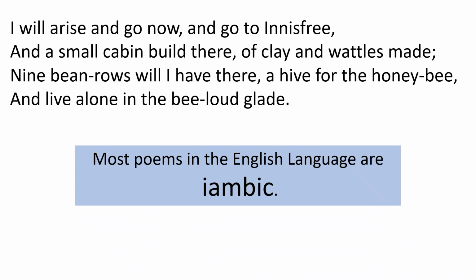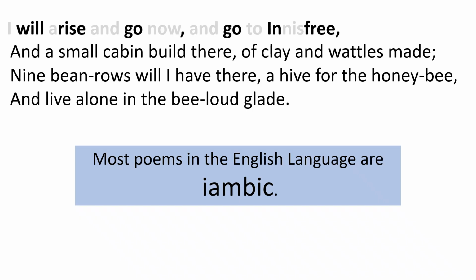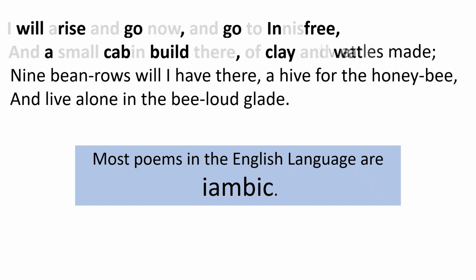Iambic means that every other syllable gets a stress. For example, "I will arise and go now, and go to Innisfree, and a small cabin build there of clay and wattles made." Now you notice there's two cases where there's two unstressed syllables in a row. This means this particular poem is a slightly irregular iambic.